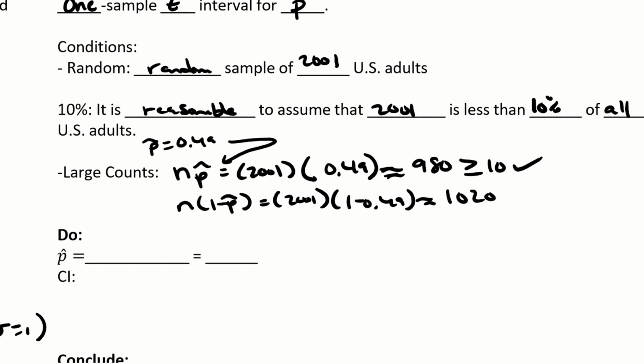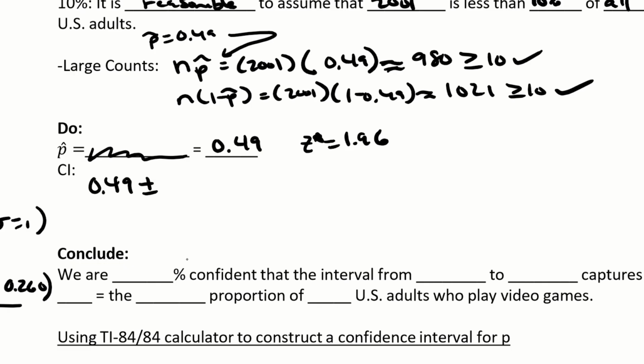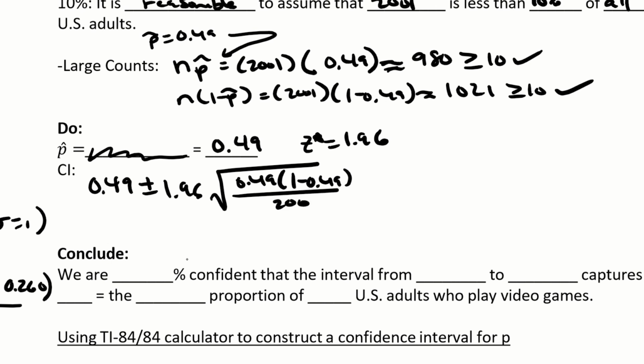All right. And for the do stage, we got that our z star is 1.96. Again, we got that from before. We just need to report our p hat is 0.49, and then we can calculate our confidence interval. So 0.49 plus or minus 1.96 times the square root of 0.49 times 1 minus 0.49 over 2001. We calculate our margin of error first to get 0.022, and then we can calculate the rest of the confidence interval by adding or subtracting the margin of error. And we get this as our confidence interval.